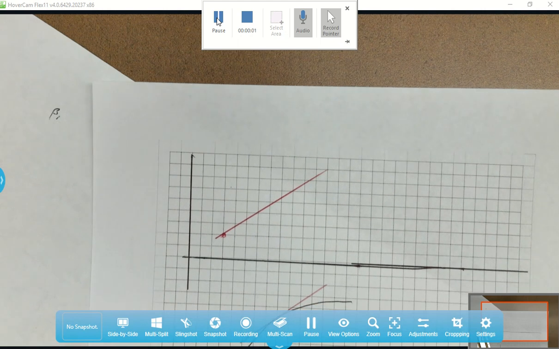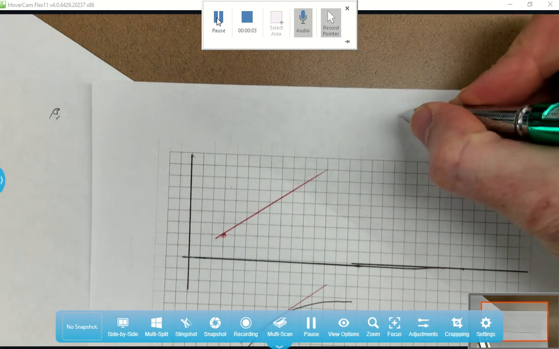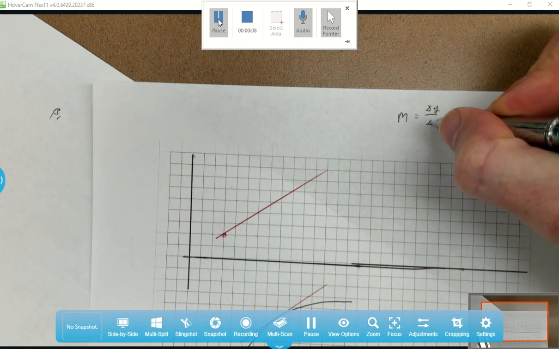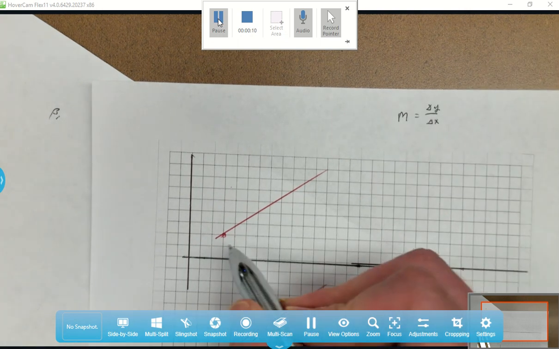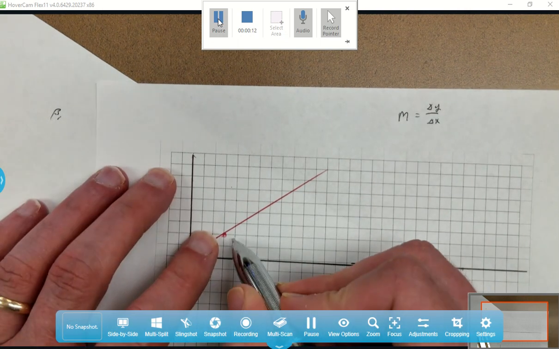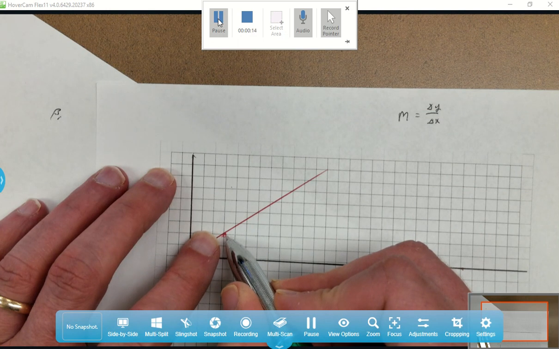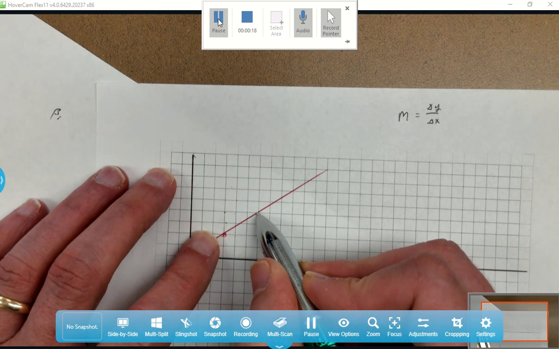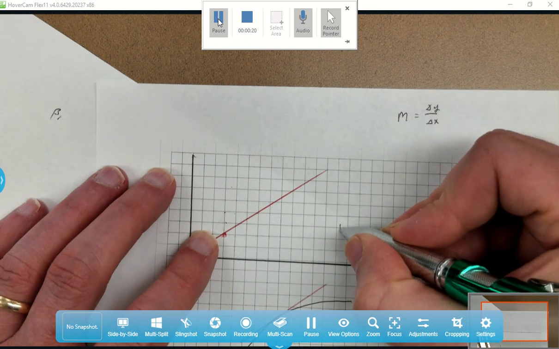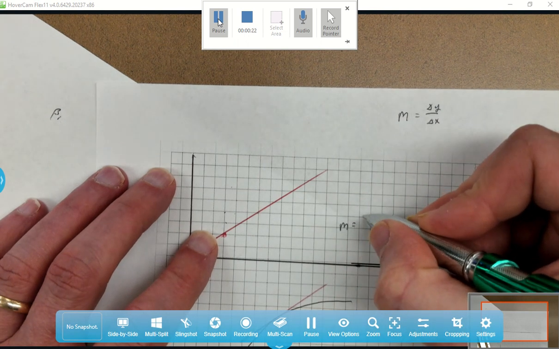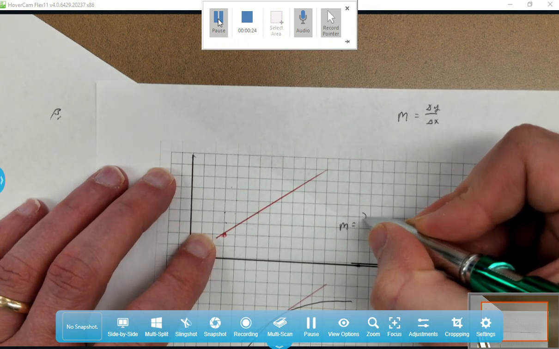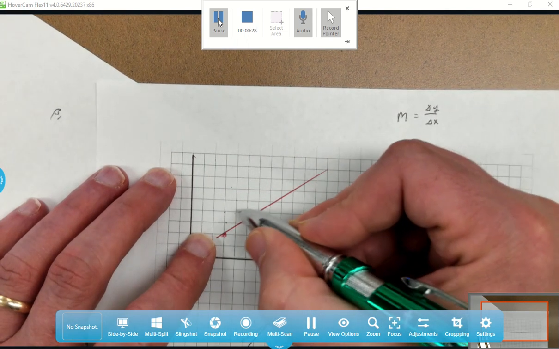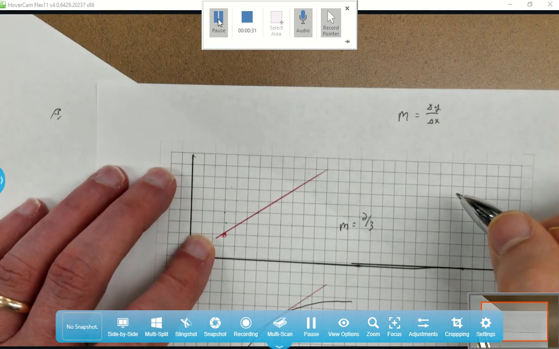I want to remind you of a few things. You know, the slope is the change in y over the change in x. So for this one, if we go up 2 and over 3, then we would say that the slope is 2/3. All right, change in y is 2 and change in x is 3.